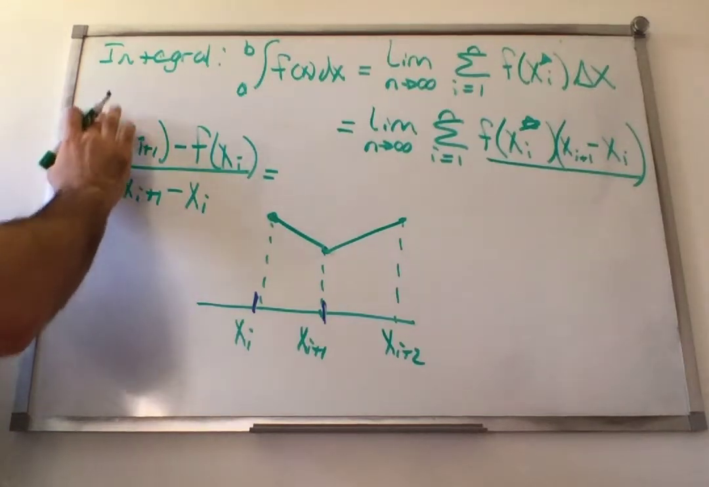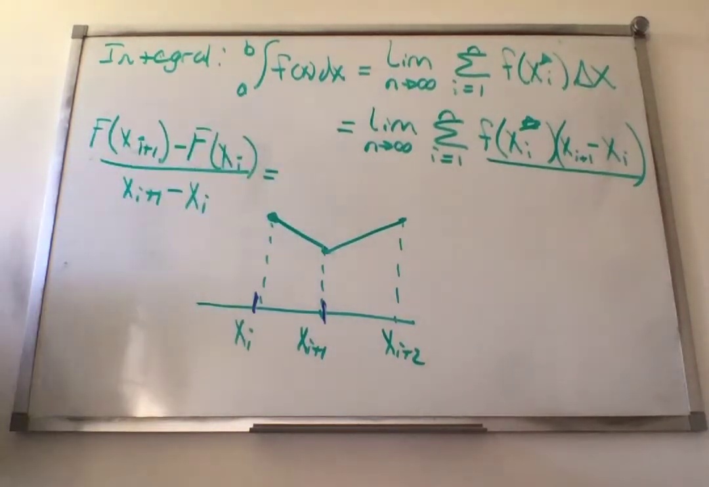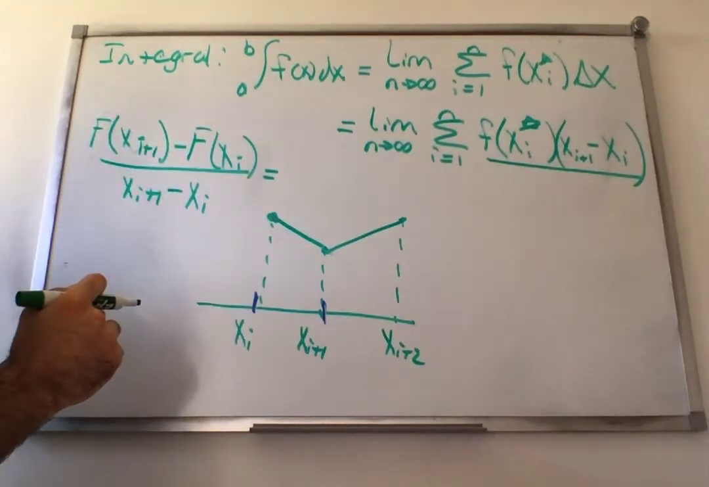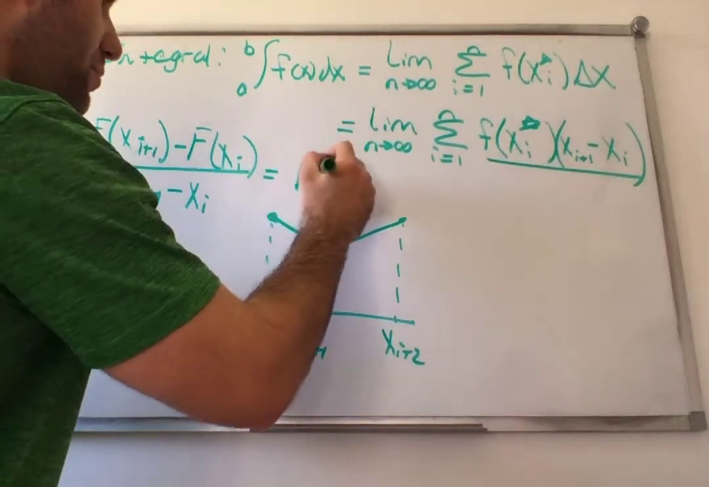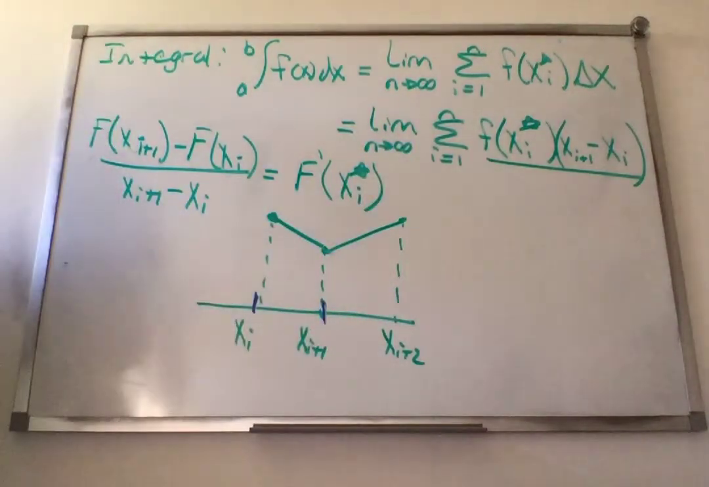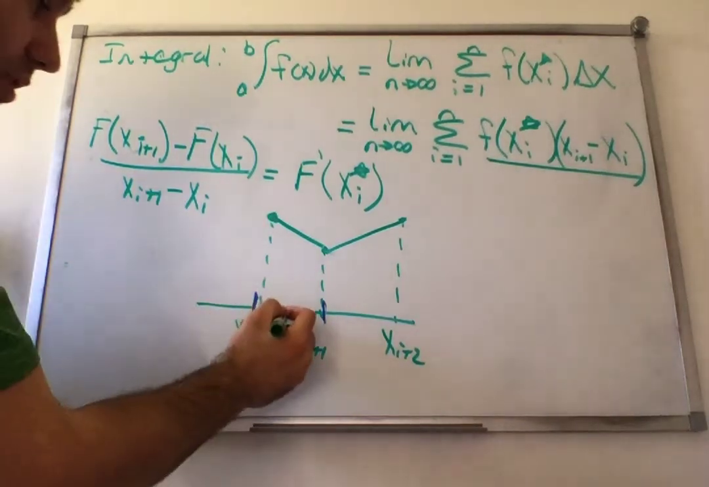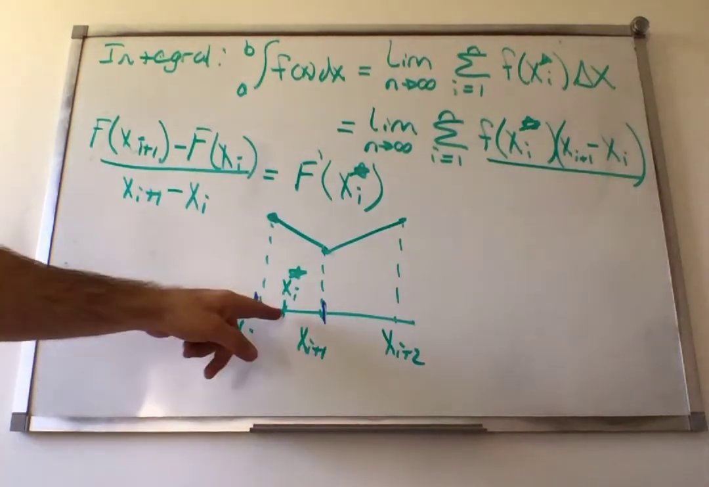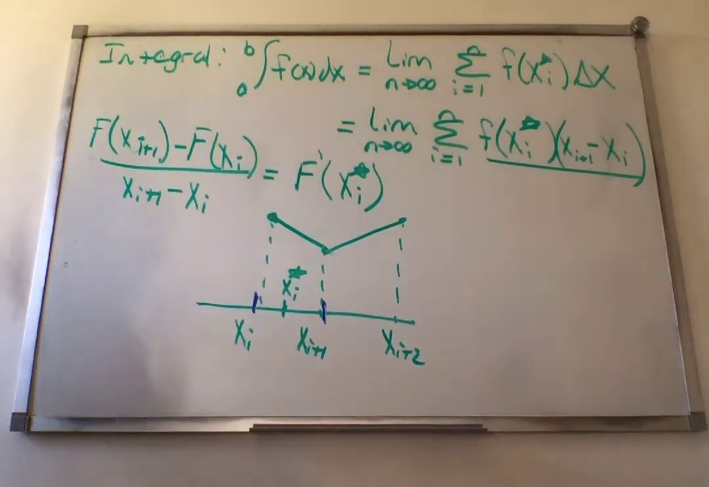oh, these should be big F's. So by applying the mean value theorem just on this interval, this is equal to F prime of some x sub i star, where x sub i star is somewhere on this interval. Maybe it's right here, x sub i star. This value is the value that satisfies the mean value theorem.